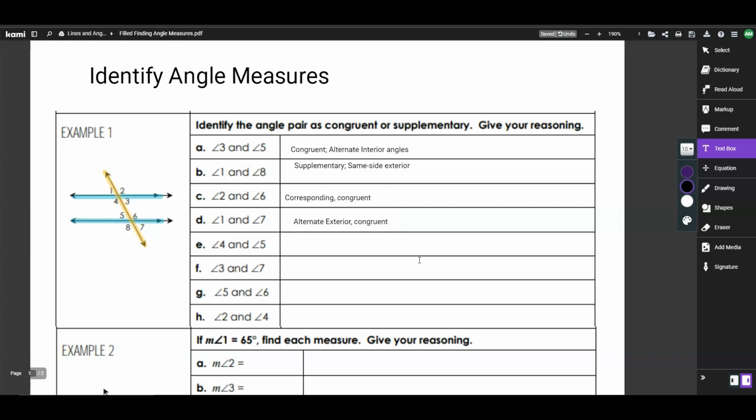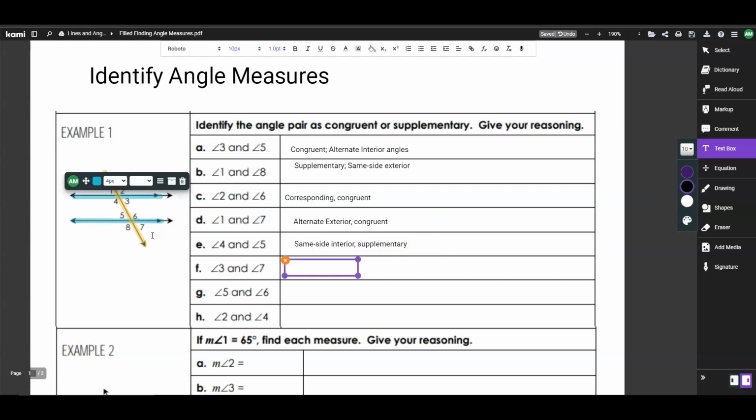Angle 4 and angle 5, they are on the same side of the transversal, and they are on the inside of the parallel lines, so they are same side interior, which means they are supplementary angles. Angle 3 and angle 7 are both in the lower right-hand side of their intersection, so they are corresponding angles, and they are congruent.